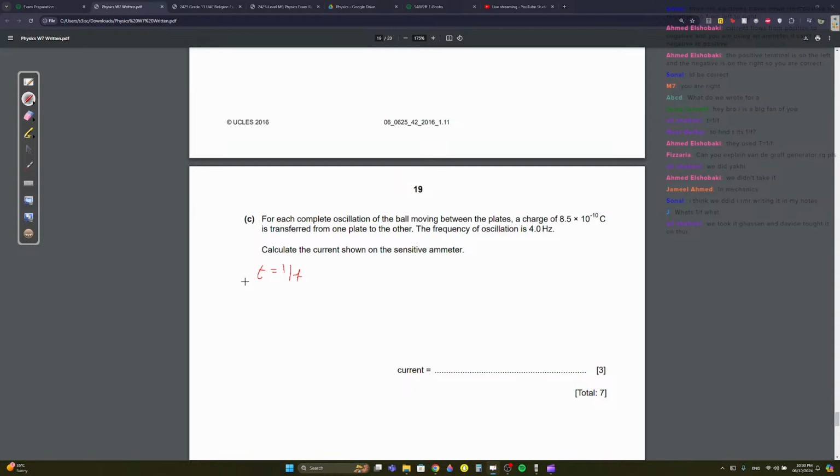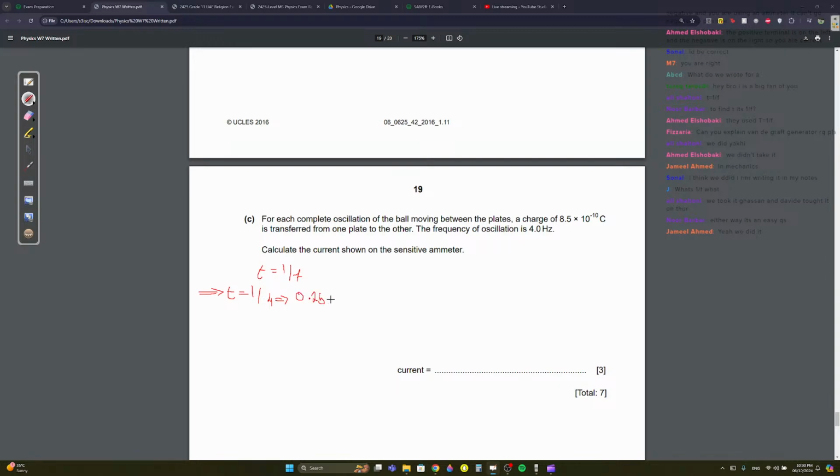Either way, if you do get this, T is equal to 1 over F. So T is equal to 1 over 4, which is 0.25 seconds. So we have the time. We're going to use Q equals IT. Hence, I is equal to Q divided by T. So I is equal to 8.5 times 10 to the negative 10 over 0.25.